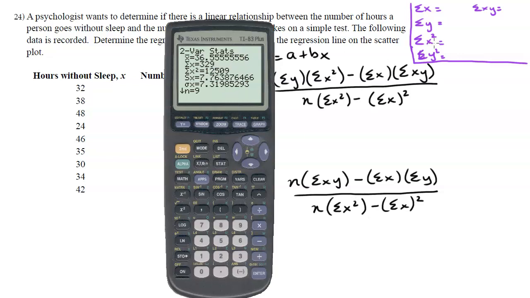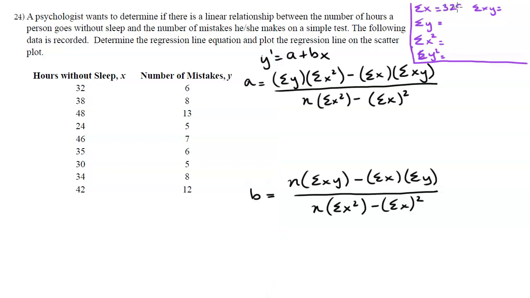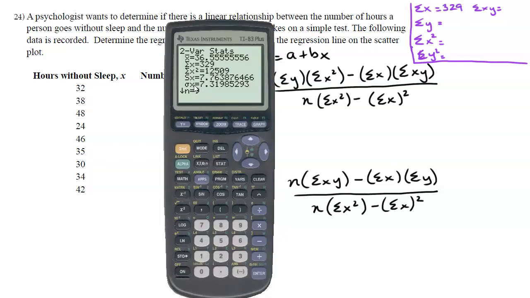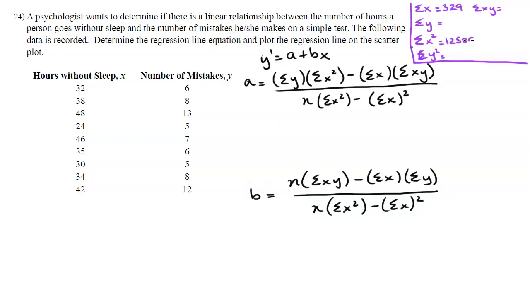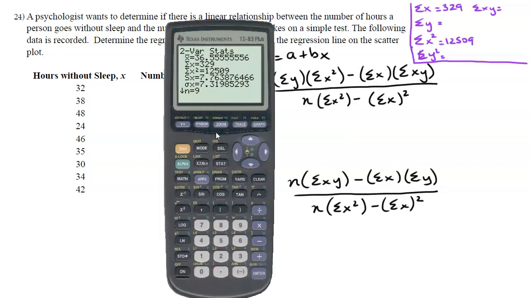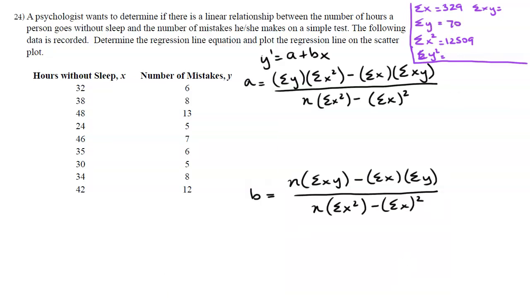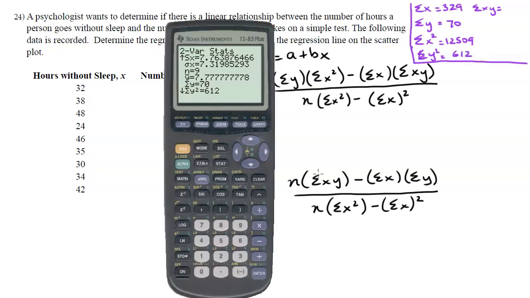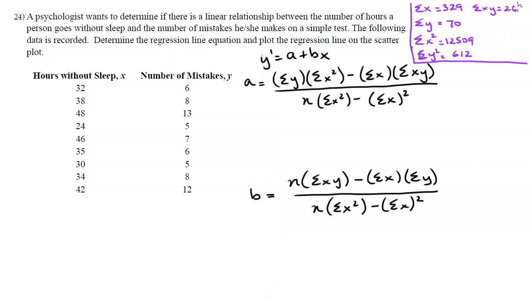The sum of x is 329. Sum of x squared, 12509. And these values are all going right in there. N is 9, we know that. We have 9 pairs. The sum of y is 70. The sum of y squared is 612. And the sum of xy, we've got that too, 2698. Okay, so we have all our sums.